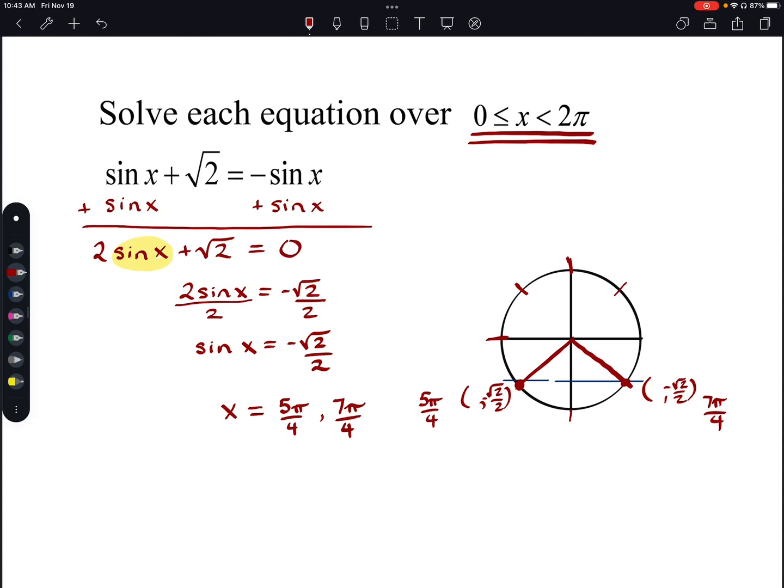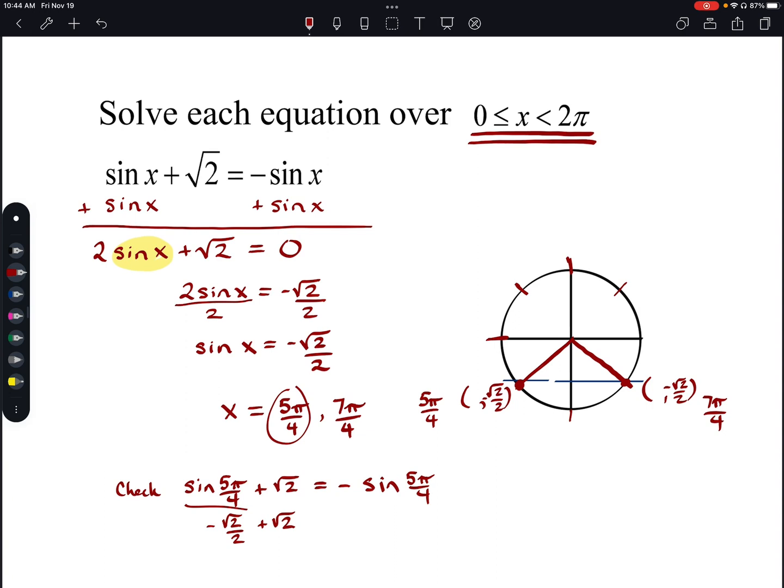So real quick here, if we're talking about checking it, let's see here. If I just took one of my angles, let's say 5 pi over 4, I'm going to check it with that one. So I'm going to say the sine of 5 pi over 4 plus radical 2 should equal negative sine of 5 pi over 4. Let's see what we get, right? So the sine of 5 pi over 4 we know should be negative radical 2 over 2. Then we have plus radical 2.